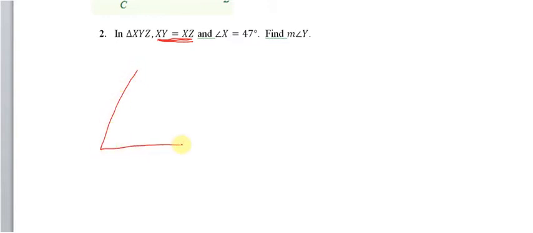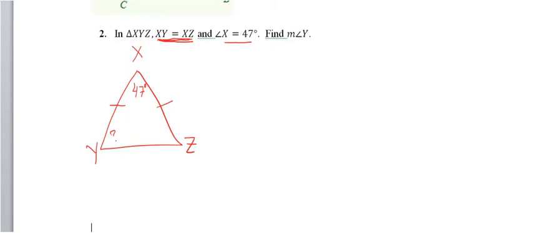So here's roughly what this triangle is going to look like. This point up here is going to be x, this point down here will be y, and this here will be z. From what we were given, we know that xy is equal to xz. We also know that angle x here is equal to 47 degrees. Now we want to know what is the measure of angle y.